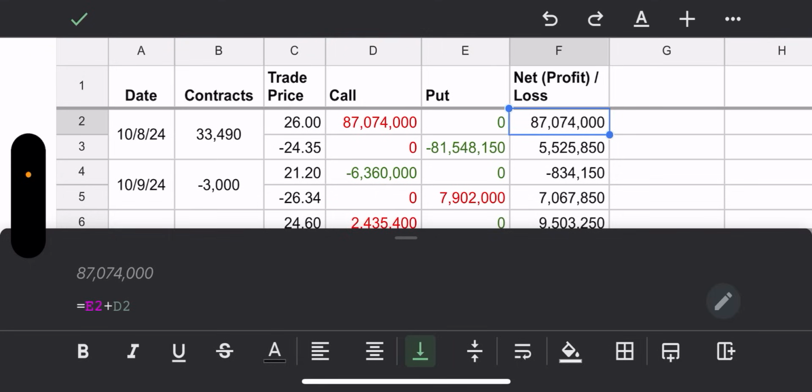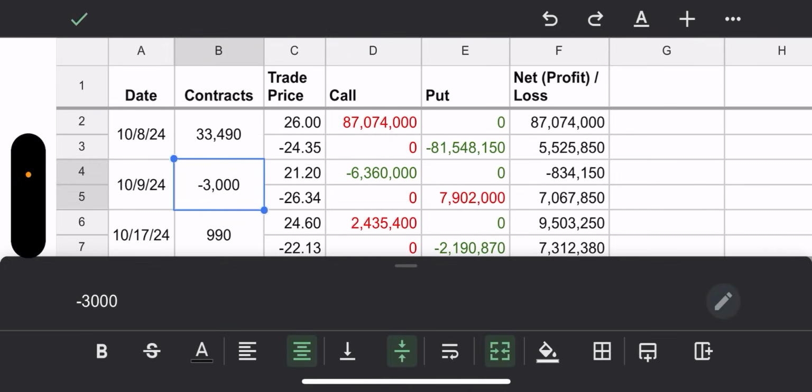Which is the net profit. And then here, obviously, it is a running total. I forgot to mention that. So now this takes the 87 million plus D3 plus E3. So now it shows you the total value of that total trade actually is 5.5 million expense. And that's a running total. So it does that along the lines.